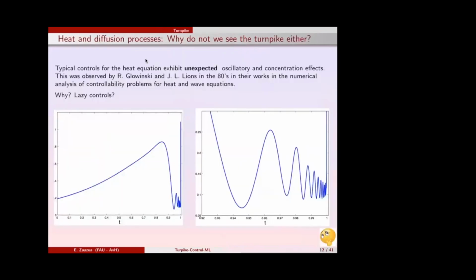There were also numerical simulations done by Lions and Glowinski in the 80s. They have some nice articles, even a book on this. And for the heat equation, they found this kind of structures. They were a bit surprised, right? They said, well, if the heat equation is going down, right?